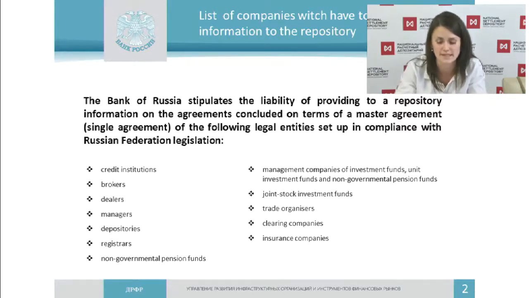Corporations, individuals, and foreign companies don't have to send information to the repository. A foreign company can send information to a Russian repository or to a foreign repository if they want to send it. Foreign companies will be able to take information in a foreign repository for close-out netting. It will be possible to realize in legislation.